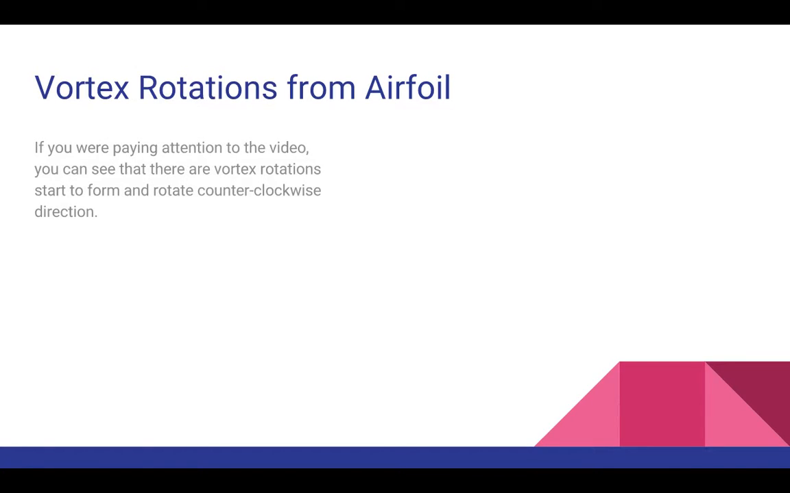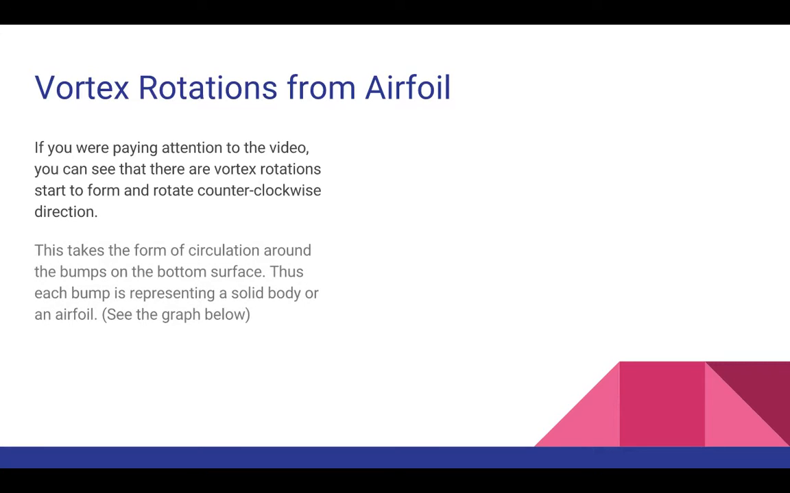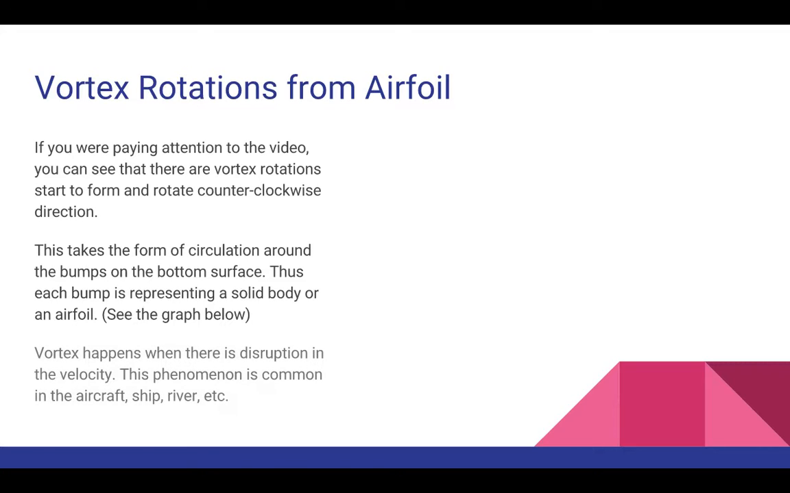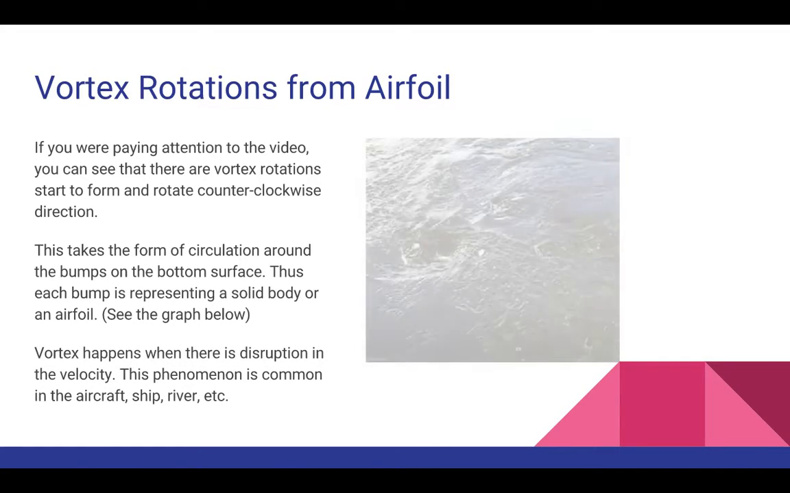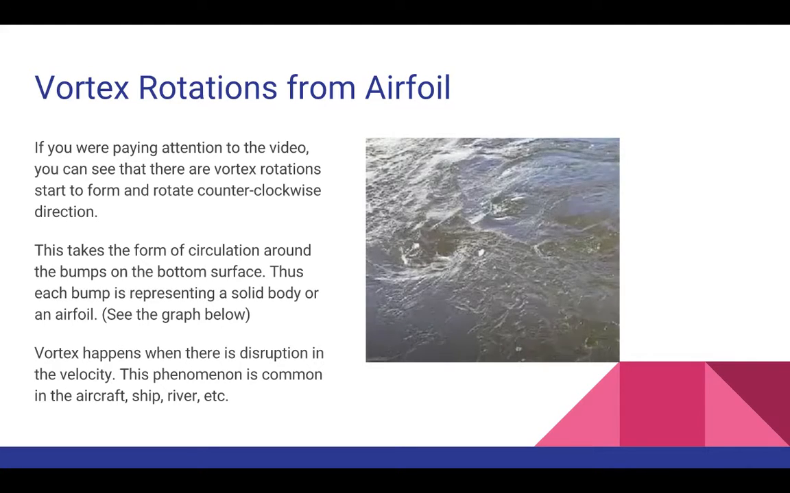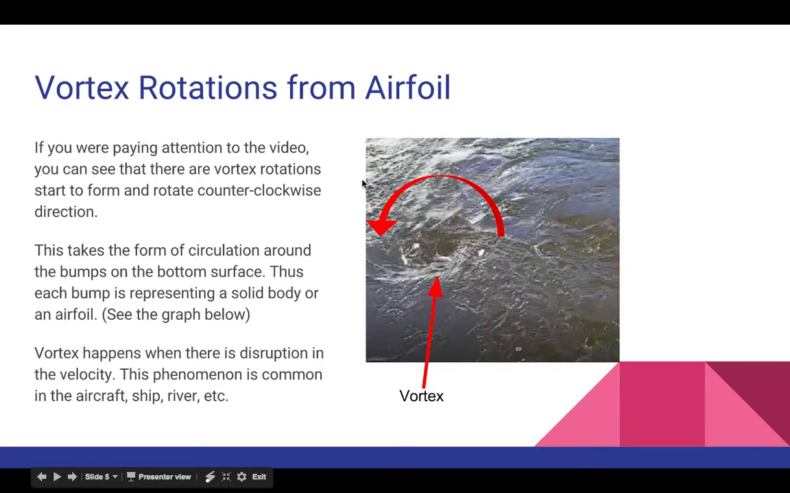If you were paying attention to the video earlier, you can see that there are several vortexes, or vortex rotations, that start to form and rotate counterclockwise. This takes the form of circulation around the bumps of the bottom surface. Thus, each bump is representing a solid body or an airfoil. The vortex happens when there is a disruption in the velocity. This phenomenon is common in aircraft, ships, rivers, and etc. And right here you can see the vortex, and it's starting to curl counterclockwise.